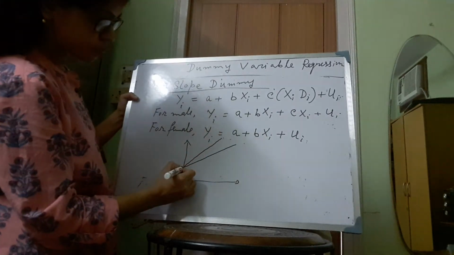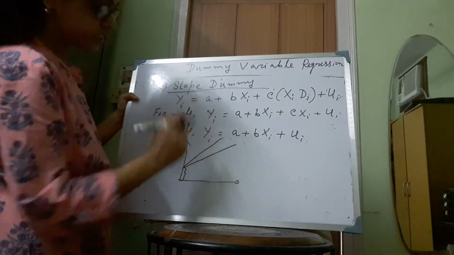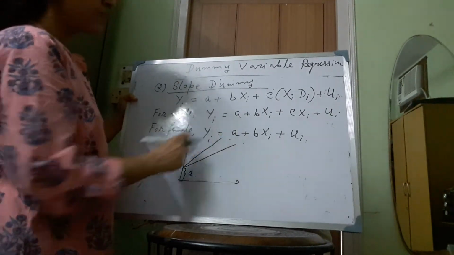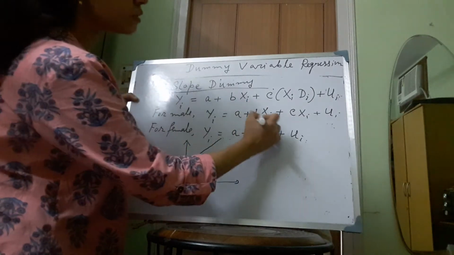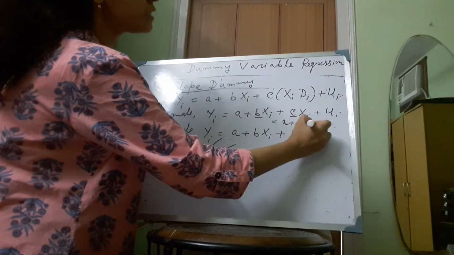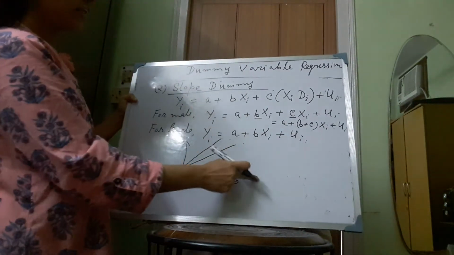So here the slopes are different, but the intercept in both cases is the same. The value of the intercept is a here, but for the steeper line the slope is b plus c. So this is a plus b plus c into xi plus ui, and for the flatter line the slope is only b.